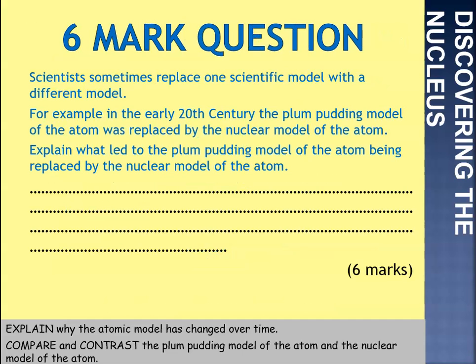Finally, a 6-mark exam question for us here. Scientists sometimes replace one scientific model with a different model. For example, in the early 20th century, the plum pudding model of the atom was replaced by the nuclear model. Explain what led to the plum pudding model of the atom being replaced by the nuclear model of the atom. It's a 6-mark question. Pause the video, give yourself a few minutes to answer that full essay style. Once you unpause, we'll go through the full essay answer.